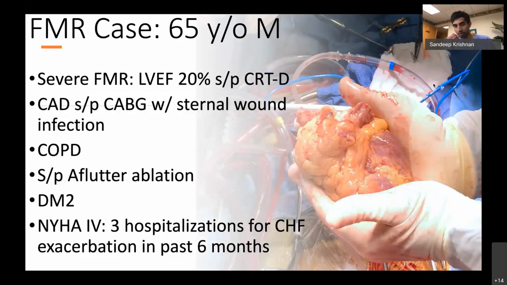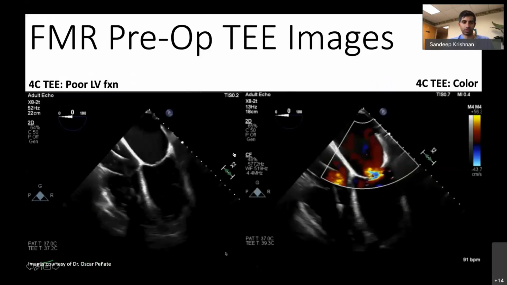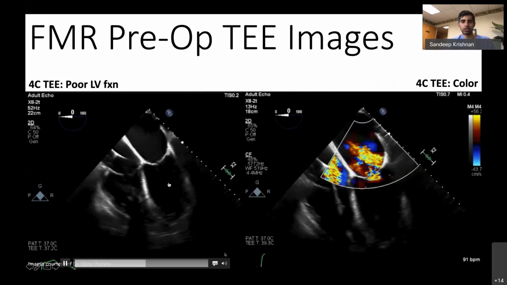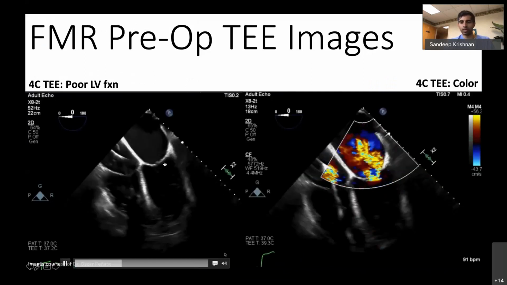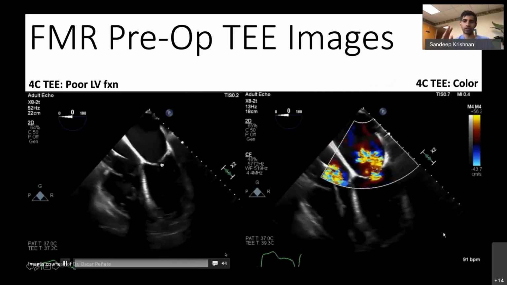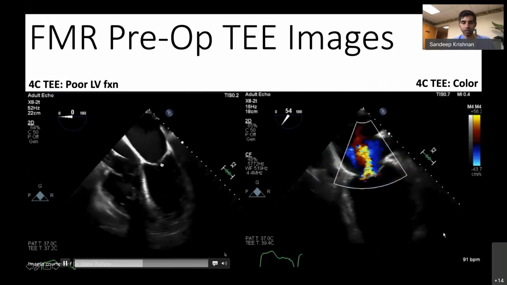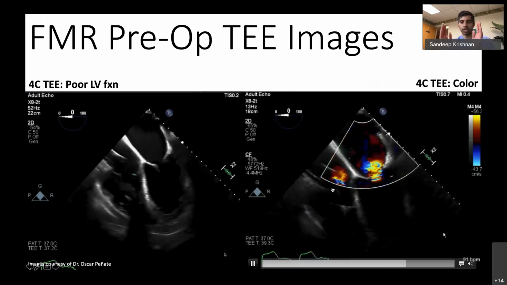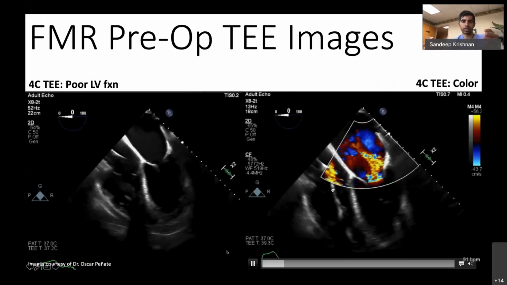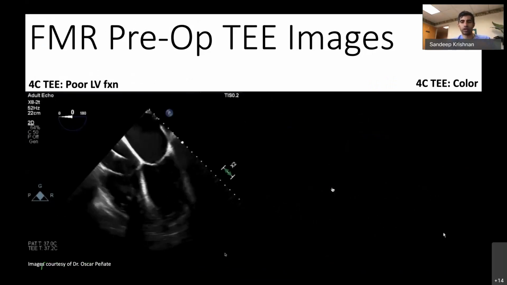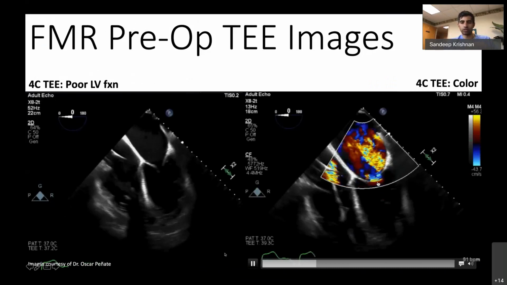The next patient is a 65-year-old gentleman with severe functional MR and low EF. He's already had CABG once, had 3 hospitalizations for heart failure in the previous 6 months, and you can see his heart really is not working well. So again, here the leaflets themselves don't show that aggressive flail leaflet or anything. What's happening is the ventricle is dilating, and the leaflets are simply getting further apart from each other. So now you have this valve, which is just super leaky.